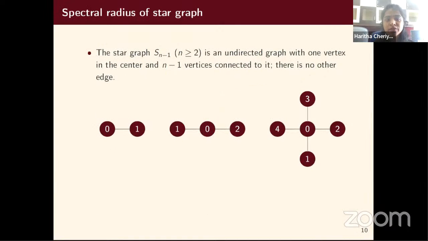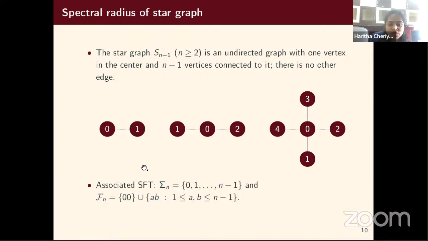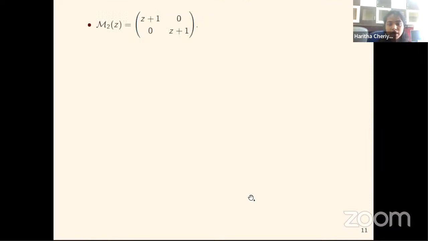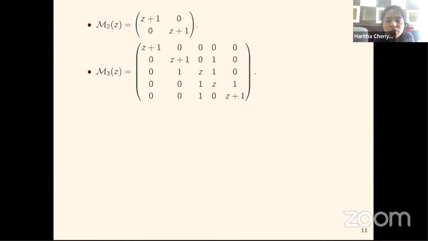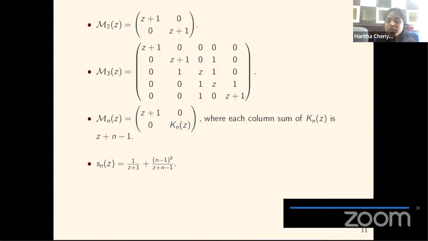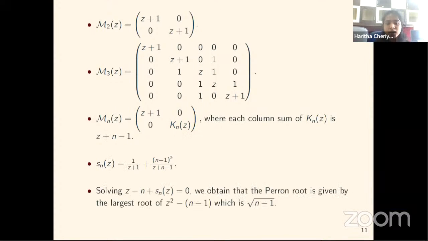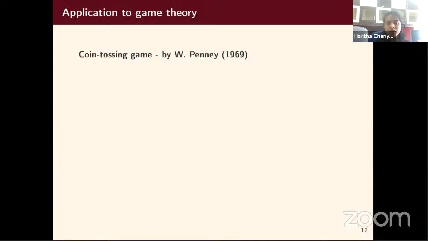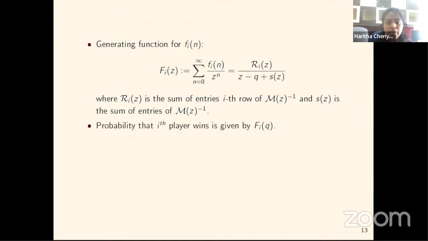For example, if you look at the star graph, that is an undirected graph with one vertex in the center and n minus 1 vertices connected to it, then you have the collection of forbidden words given by this. And then you can calculate the correlation matrix polynomials, find the inverse of that and the sum of its entries. Solving this equality, we obtain that it has the largest root given by square root of n minus 1. Another application is in game theory, which I think I'll skip for now.